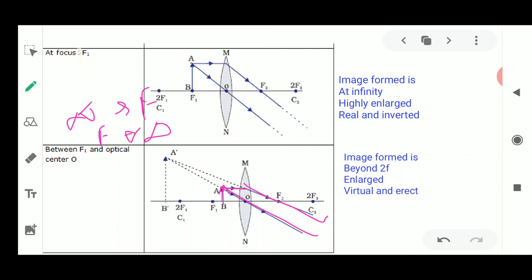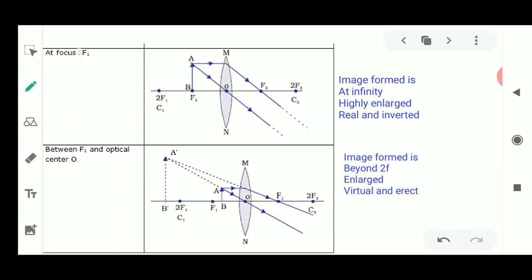Next, we can see that these rays are parallel to each other, so they are not going to join anywhere. We will extend these lines backwards, and we can see that this is the only position where a virtual and erect image is formed, at the back side of the mirror. You can see that it is formed at the back side.